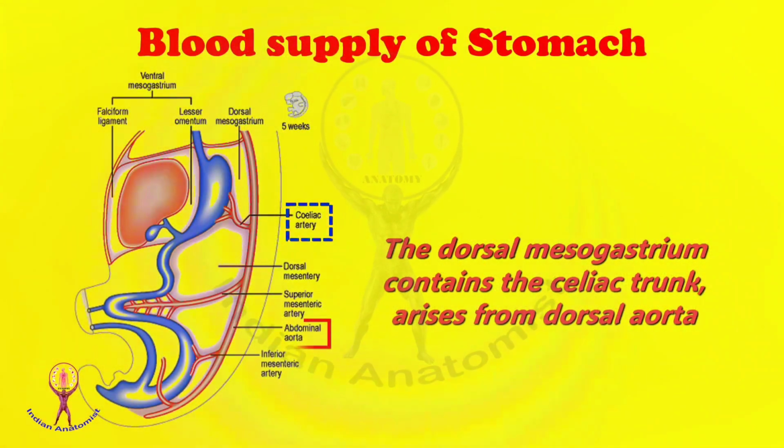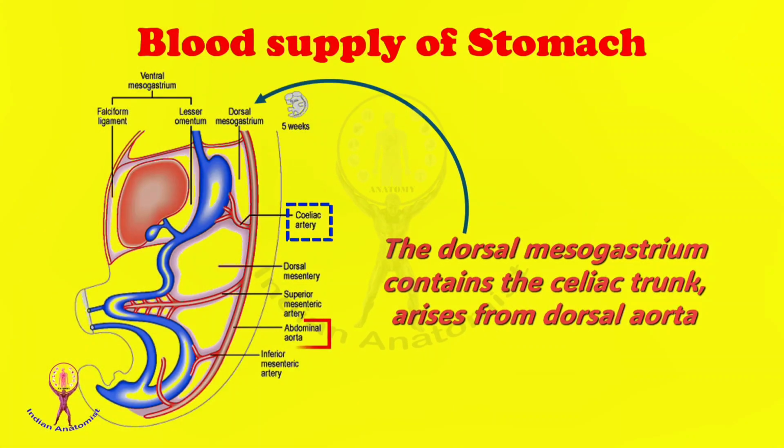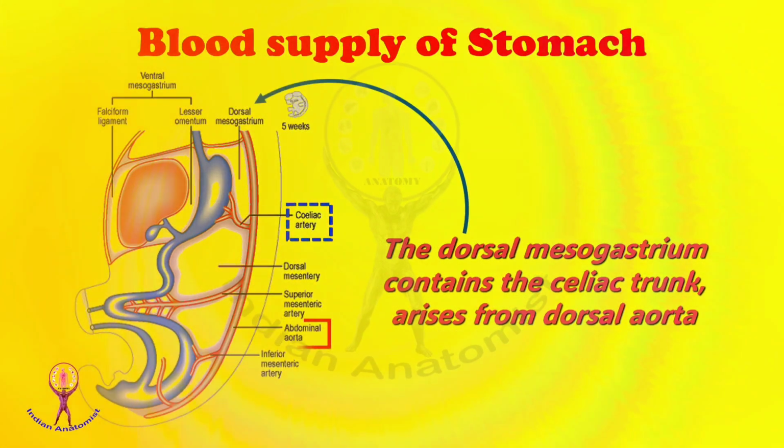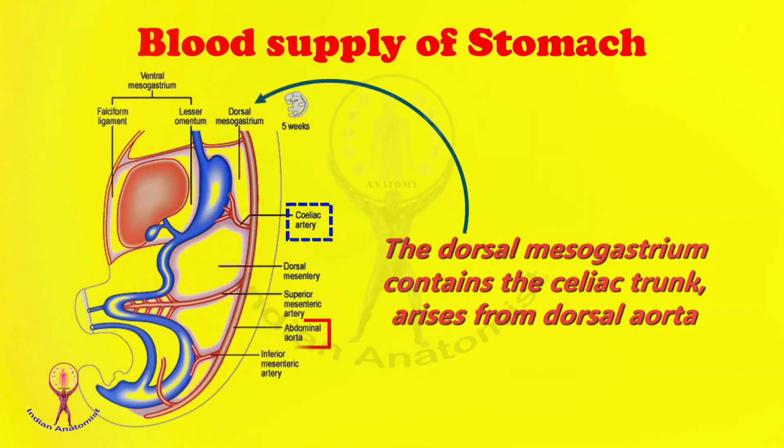Now, where does the blood supply to the stomach come from? The dorsal mesogastrium of the stomach contains the celiac trunk, which arises from the dorsal aorta.